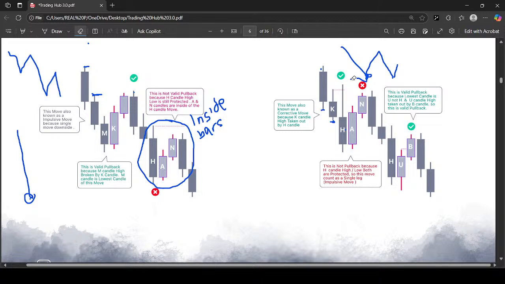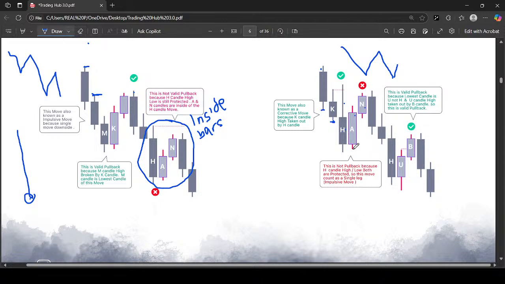Okay, so let's say A candle couldn't take out the high of H candle. That is, this candle, for instance, couldn't take out the high of this. Then how else can we get a pullback? We can get a pullback if N candle takes out the high of H candle. So any of them, maybe this one takes out the high, or A candle takes out the high, any of them gives us a pullback. But in this case, we don't see any. How else can we have a proper pullback without having to disturb this?